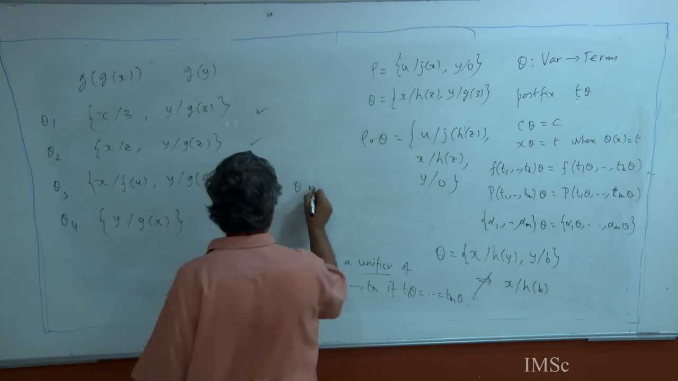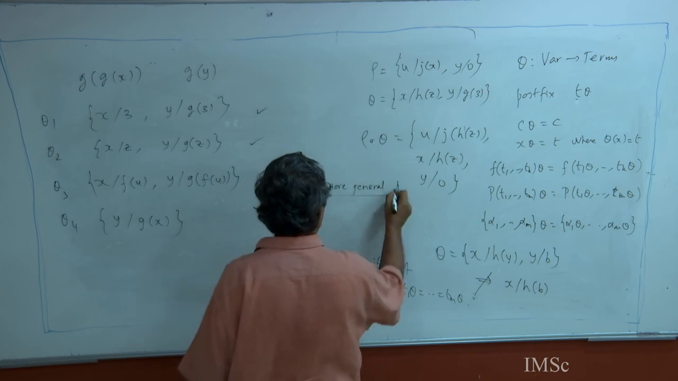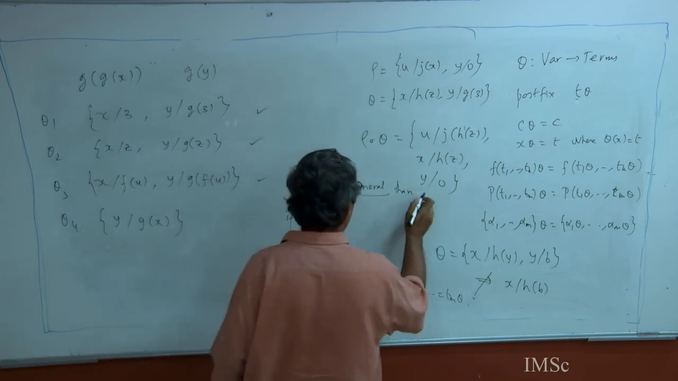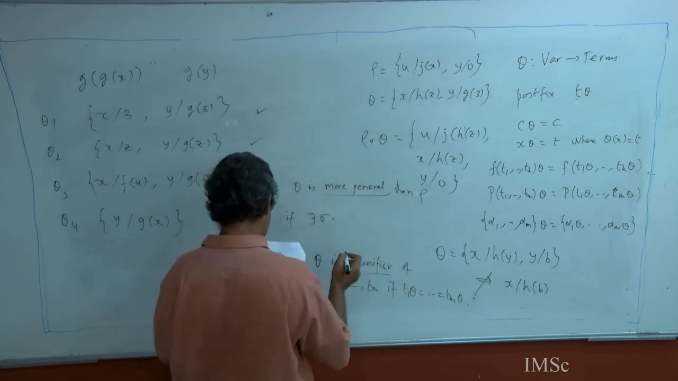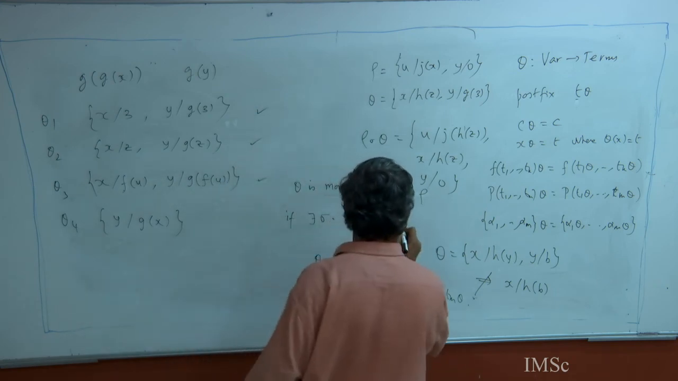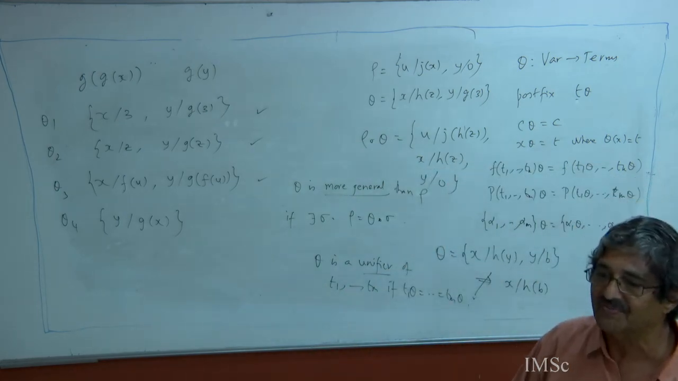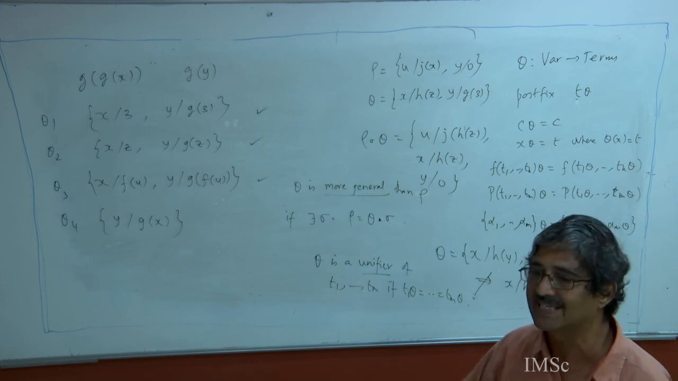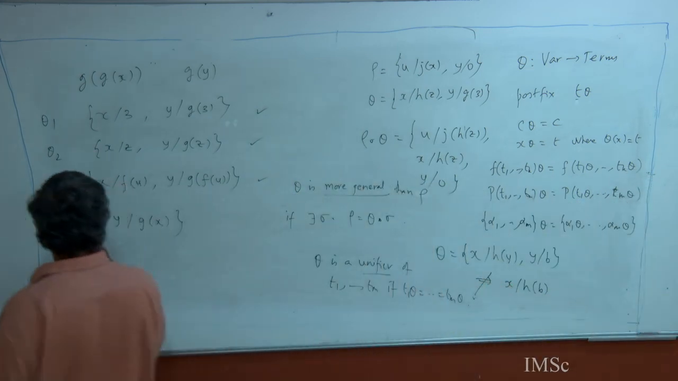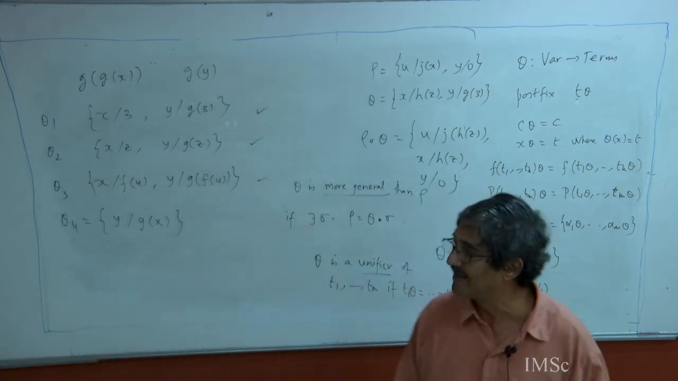We say that theta is more general than sigma if, let's say rho, if there exists some sigma such that theta is more general than rho if I can always find an additional substitution, a later substitution that generates whatever you have given me. So in this sense, it's easy to see that theta 4, the last one, is more general than all the rest.